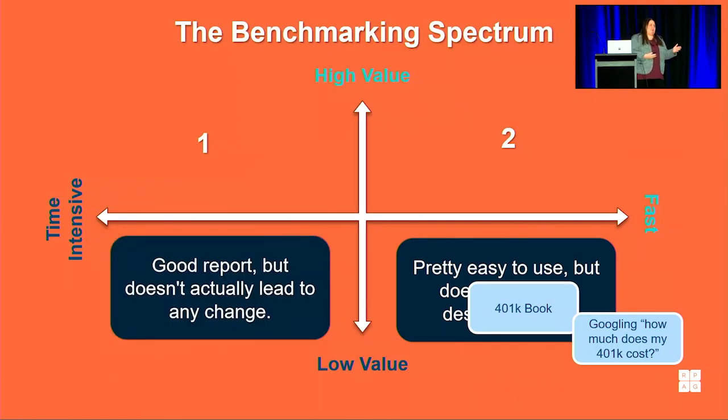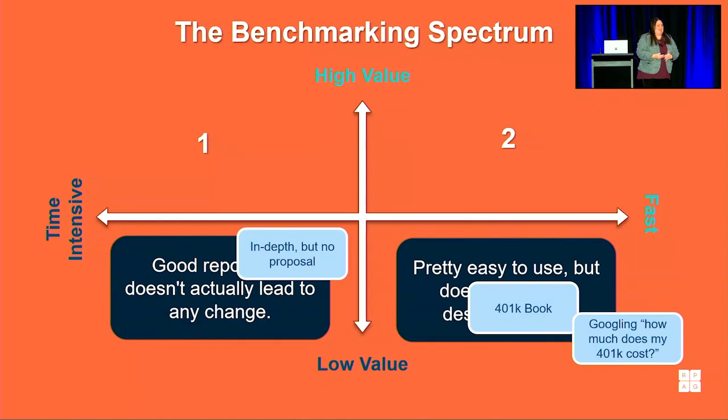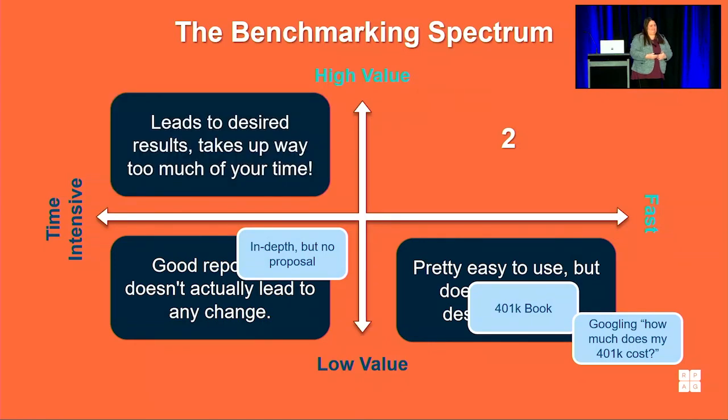So if we move over to our other quadrant, it's a good report. It maybe took us some time. It goes in depth. Maybe it's like those type of benchmarking reviews that compare you to your industry peers, but it doesn't have any proposals. It has no quotes, so you can't actually affect any change in those. Then we move up right where we want to be, a high value type of report.